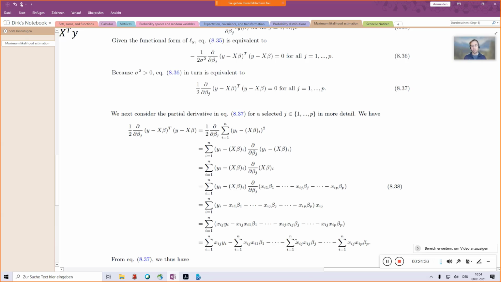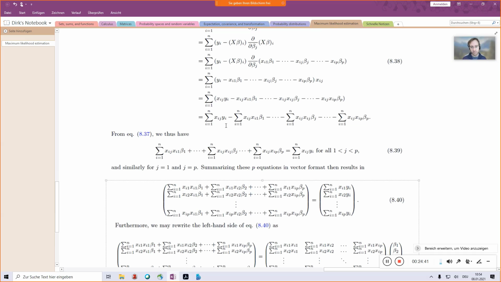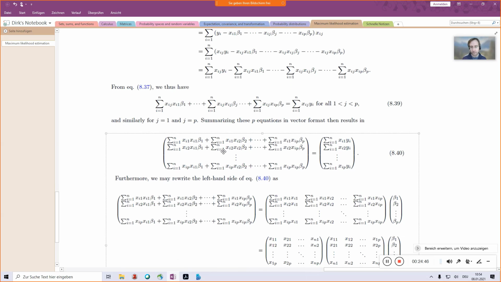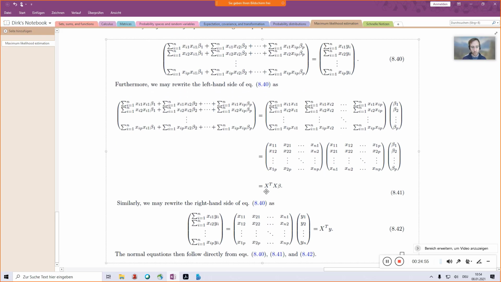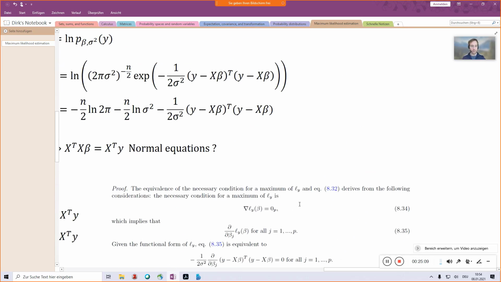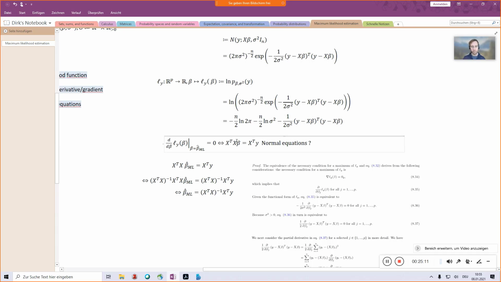The principal idea of this proof is we look at the partial derivatives of this expression here, get very many sum terms with very many indices, and then realize that we can rewrite these sum terms with the very many indices again in terms of matrices. And then we see that actually these very many sum terms that result from the partial derivatives correspond to the matrix products X^T X beta and X^T y. So these are the details of where this thing is coming from.